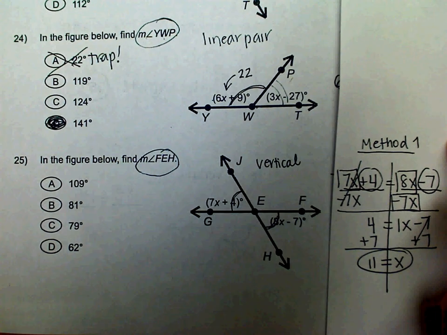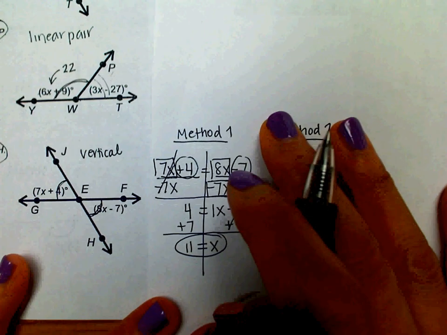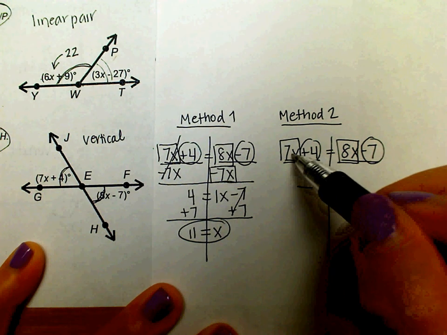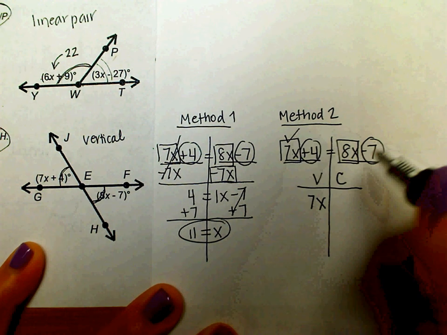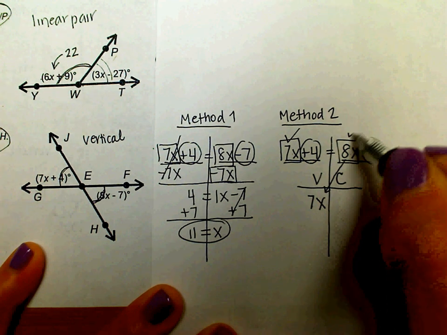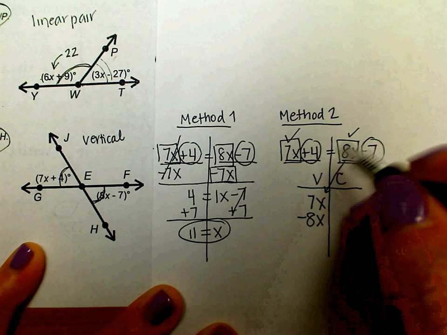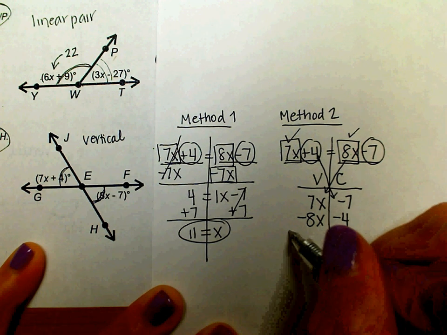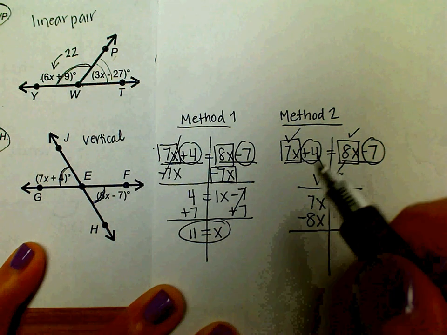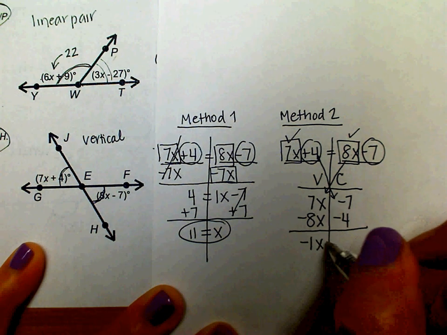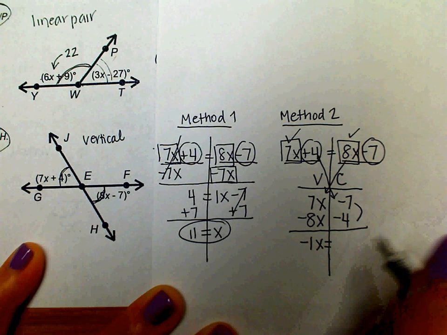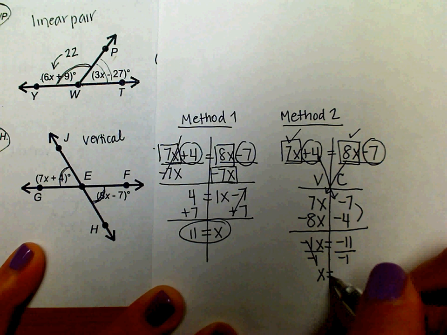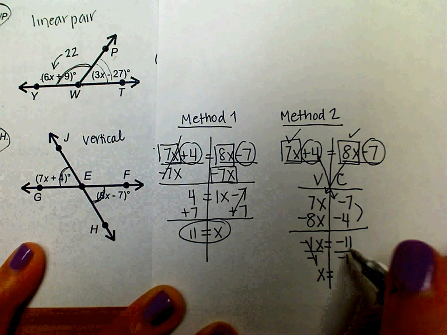Alright, so now those of you that prefer this method, you have variable and constant. Now, you got a variable here, 7x. You also have a variable here, but it's going to cross over, so you're going to have to make it negative 8x. You have a negative 7 here already, and then this is crossing over, so you need to make it a negative 4. Now add all those up. 7 plus a negative 8 is a negative 1x. And then negative 7 plus a negative 4 is negative 11. So divide each side by negative 1 so that it becomes positive 1 here. And then this negative divided by negative is positive 11, which should be the same.